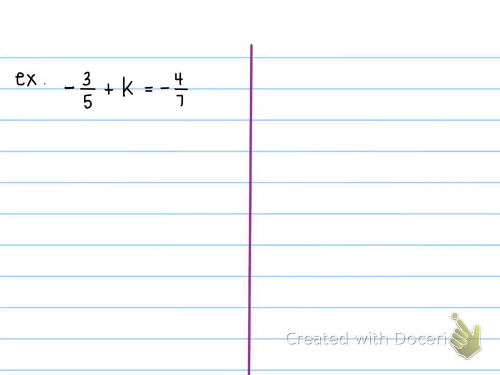So let's try this one. Feel free to pause the video and do it on your own before we solve it together. Okay, so I have negative 3/5 plus k equals negative 4/7.